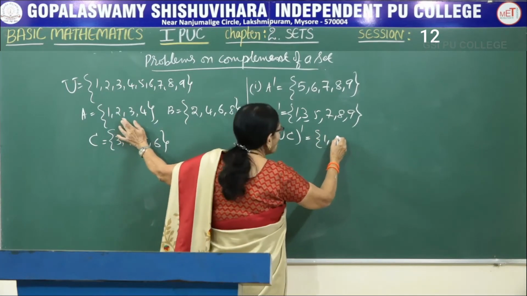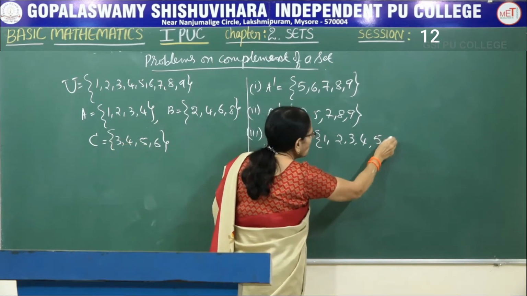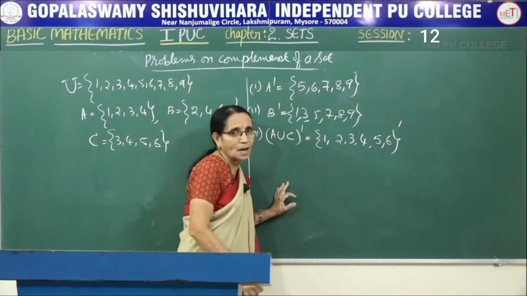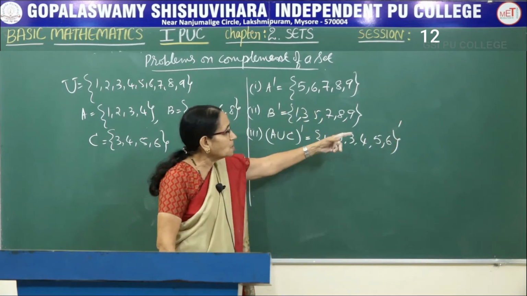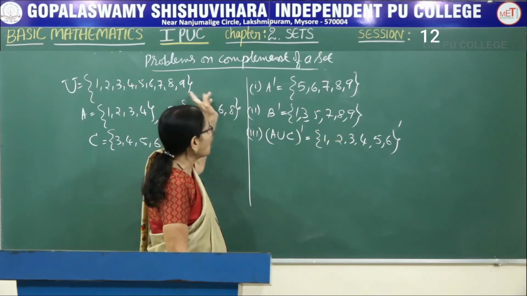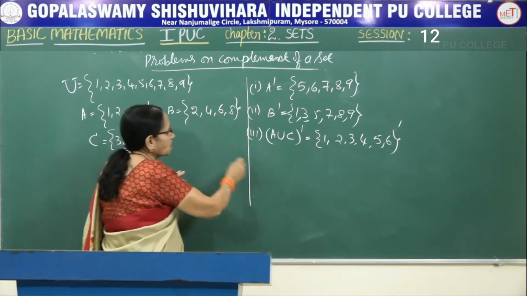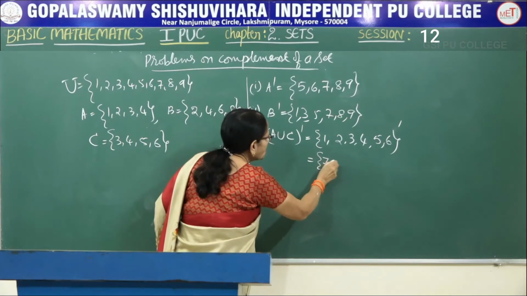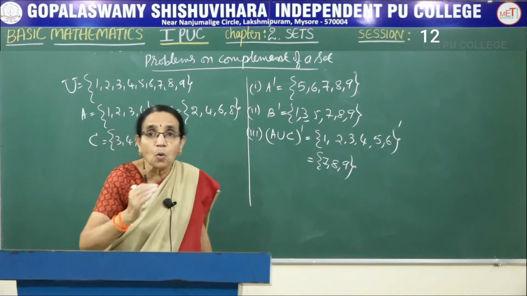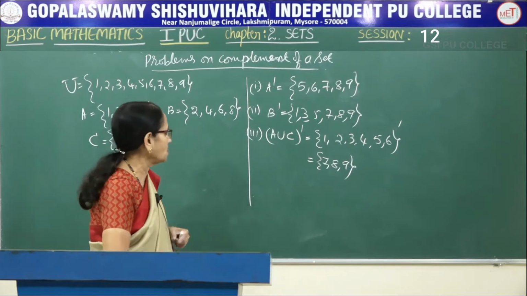1, 2, 3, 4. 3, 4 are common elements. So, 1, 2, 3, 4, 5, 6. Right, here the dash: I have taken the union, then written the dash there. That means you have to take those elements of U which are not here. 1, 2, 3, 4, 5, 6, so all these elements are omitted. What would be remaining? It is 7, 8, 9. So, A union C whole dash contains the elements 7, 8 and 9.